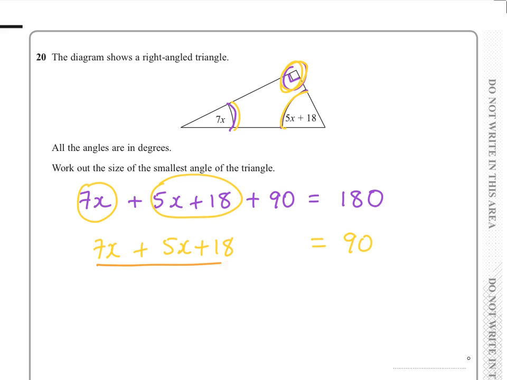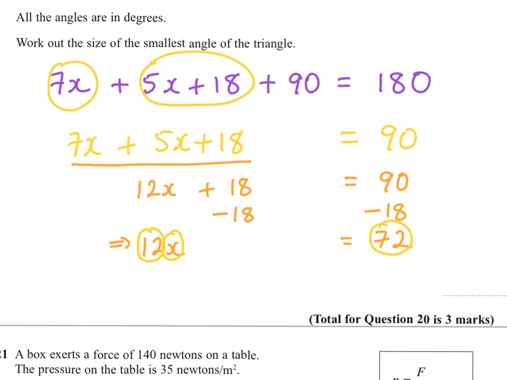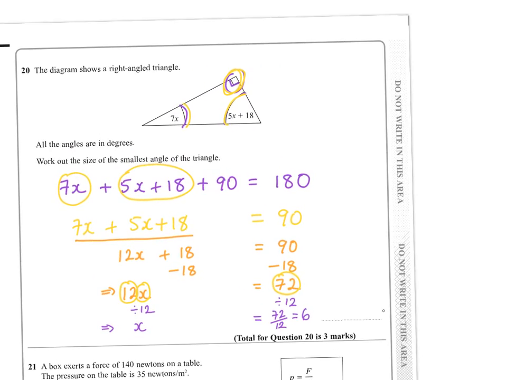So all we have to do is simplify this left hand side and we get 12x plus 18 equals 90. If I take 18 from both sides of this equation, then I would have 12x equals 72. And think about this, 12 times what gives 72? Well, 6 12s are 72. So if we were to divide both sides by 12, then we would have x on its own is equal to 72 divided by 12, which is 6. So we know that from this diagram here, x equals 6 degrees.